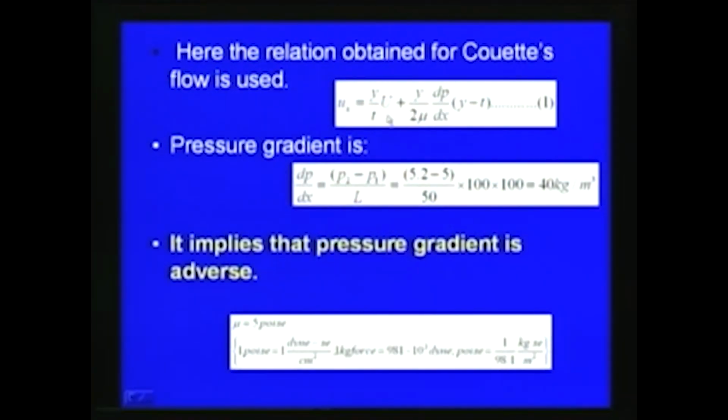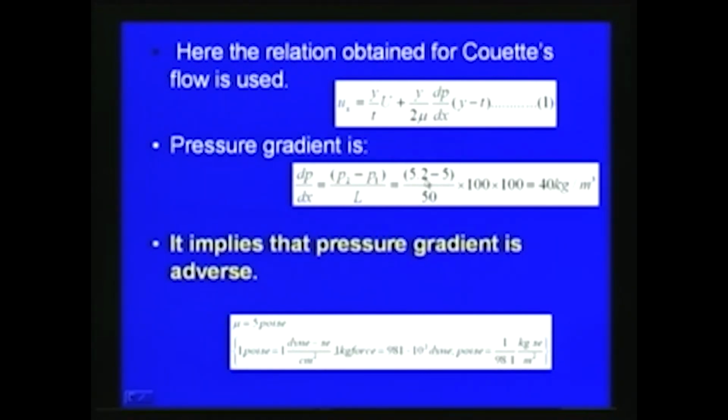As we have seen in the previous derivation, we have derived an expression for the velocity. So, that expression we can directly utilize here. Here the relation obtained for Couette-type flow is directly used. So, the expression is u_x is equal to (y/t) into U plus (1/2 mu) dp/dx into y squared minus y t, or in the form we have already derived earlier.